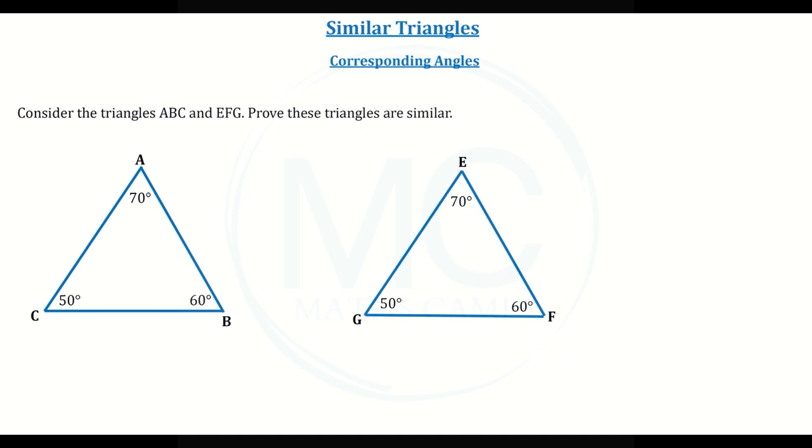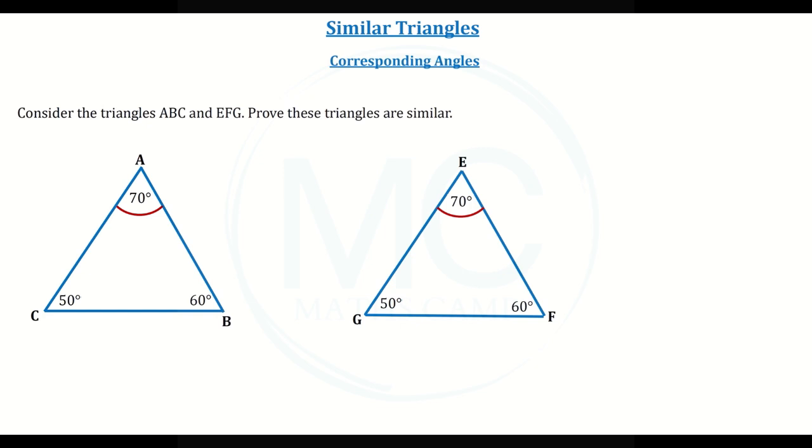Consider the triangles ABC and EFG. Prove that these triangles are similar. Let's consider the corresponding angles. A is the first letter in ABC, so let's mark angle A in red. E is the first letter in EFG, so we can mark this angle in red as well. We can see that angle A is 70 degrees and that angle E is 70 degrees. So we know that corresponding angles A and E are equal.